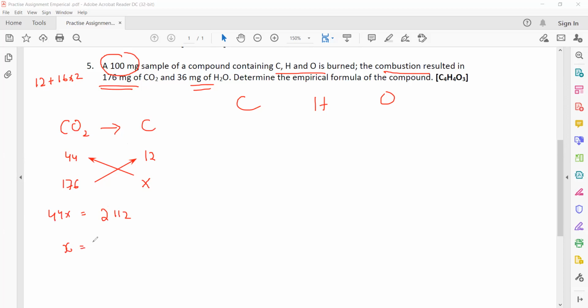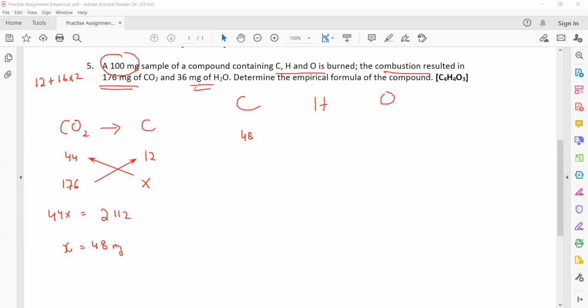So what is the amount of X? X is equal to 48 milligrams. So how much carbon will be there? 48. Is it clear, the first part, how we worked out the amount of carbon? Anyone having a doubt or a question? Because in the question we have carbon dioxide, not carbon. But to get the amount of carbon, we use the amount of carbon dioxide and work out the amount of carbon.